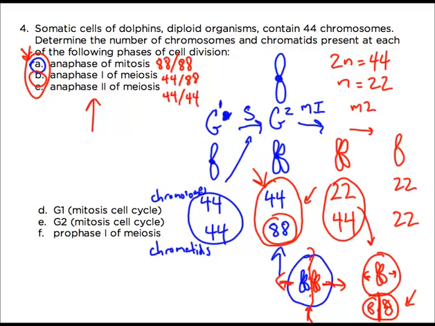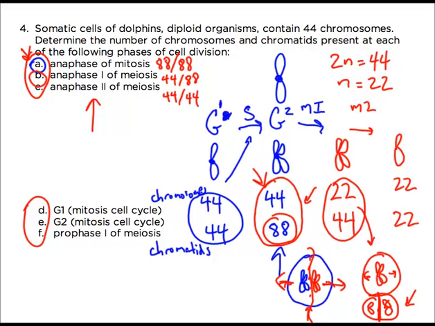And we got our answers there. Now let's move down a little, and maybe we won't have to draw quite as much, because we're going to have D, E, and F. They're asking us about G1 and G2 in the mitosis cell cycle, and also prophase 1 of meiosis.